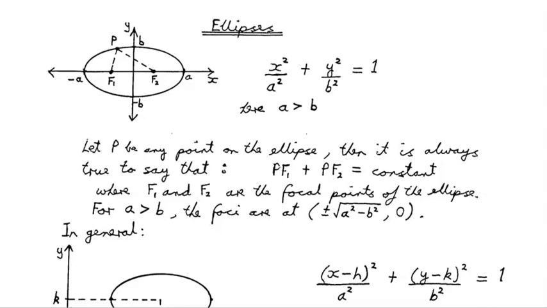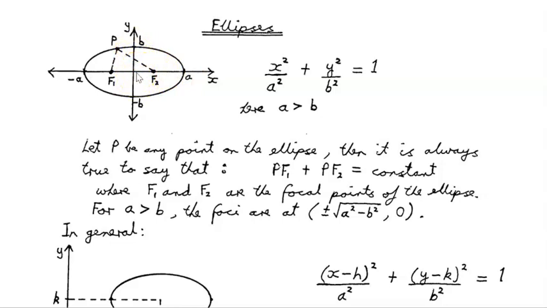We have, in Cartesian coordinates, x squared on a squared plus y squared on b squared is 1. Here a is greater than b, that's the orientation of it. This is the semi-major axis. A is a semi-major axis, B is a semi-minor axis.